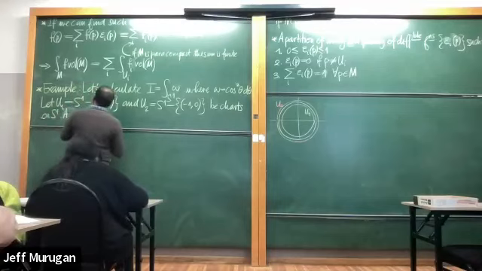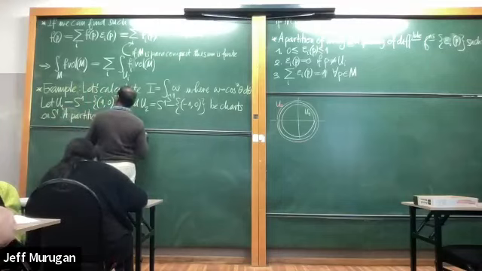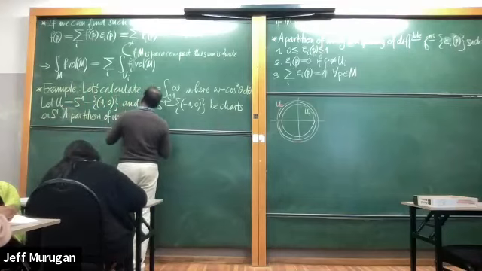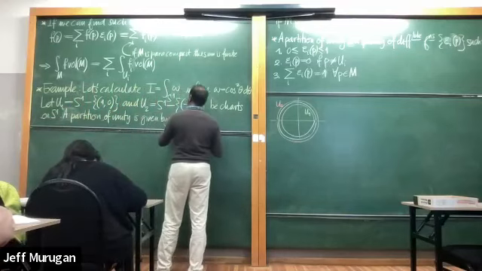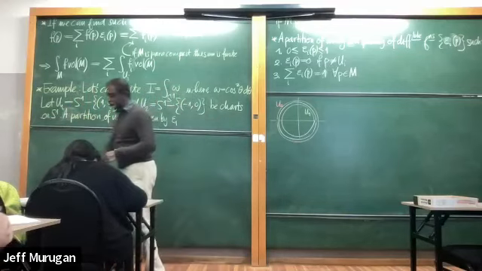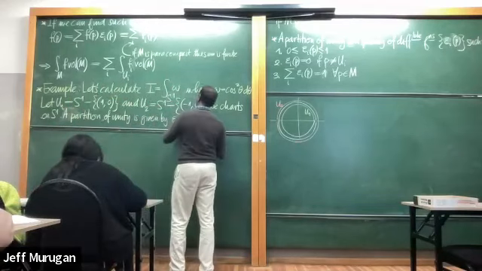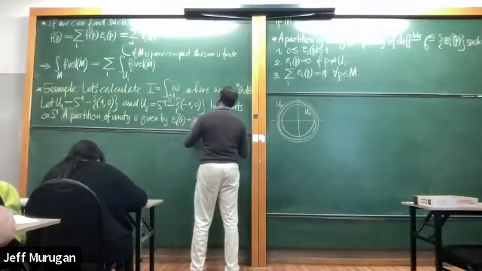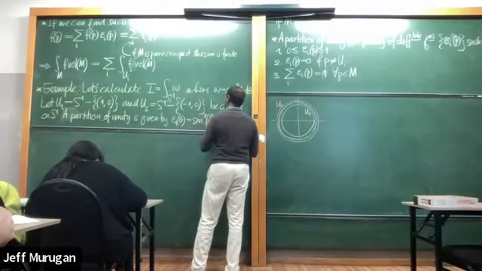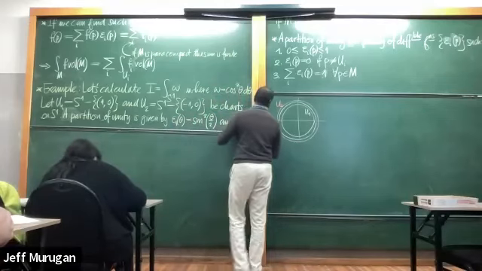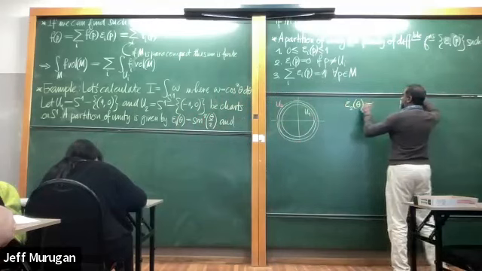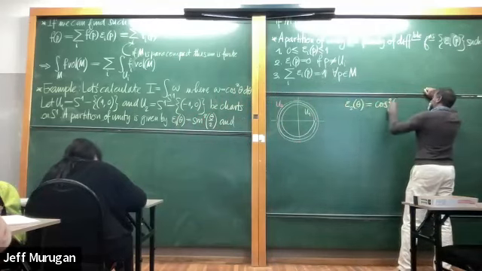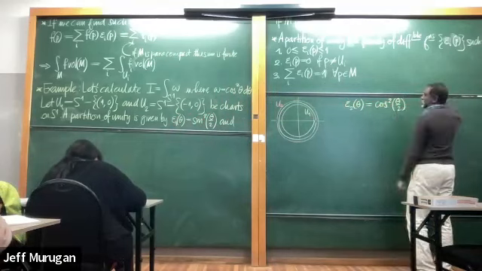I believe we can check that it satisfies the properties that we require. A partition of unity is given by epsilon 1 of theta equal to sine squared of theta over 2, and epsilon 2 of theta equal to cos squared of theta over 2.